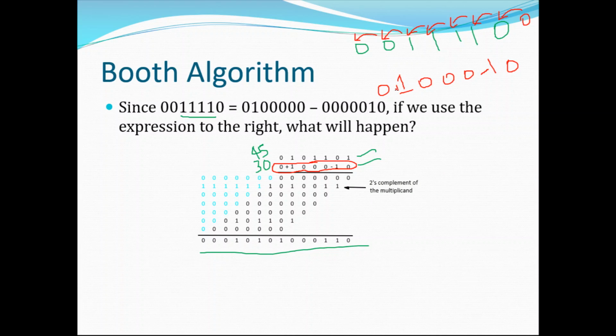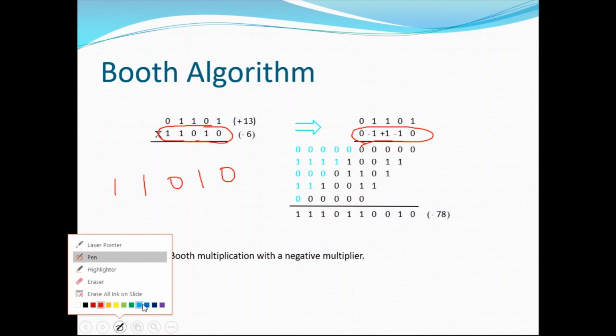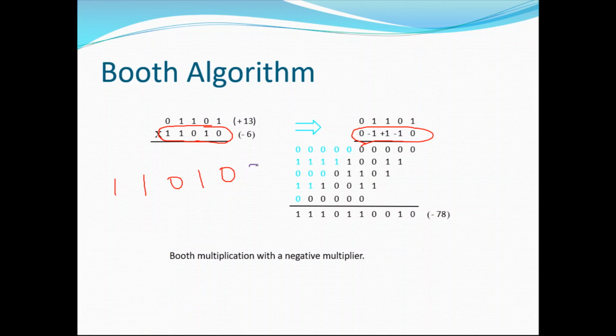If the sign is not mentioned, it is plus. Like that you can check for the other numbers also. Take this particular number. This is the 2's complement representation of 6, which is 1 1 0 1 0. How did we get this? Again to the right you add a 0.